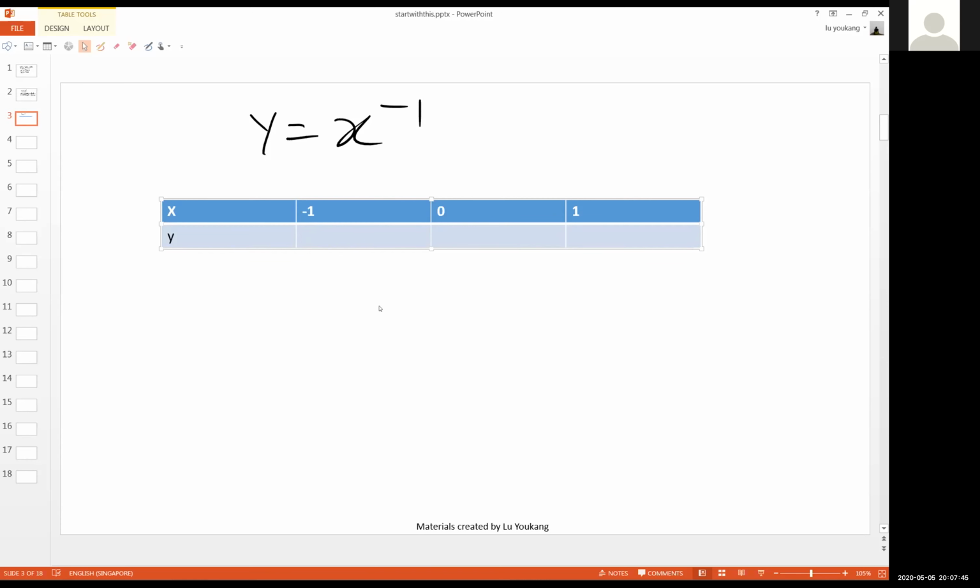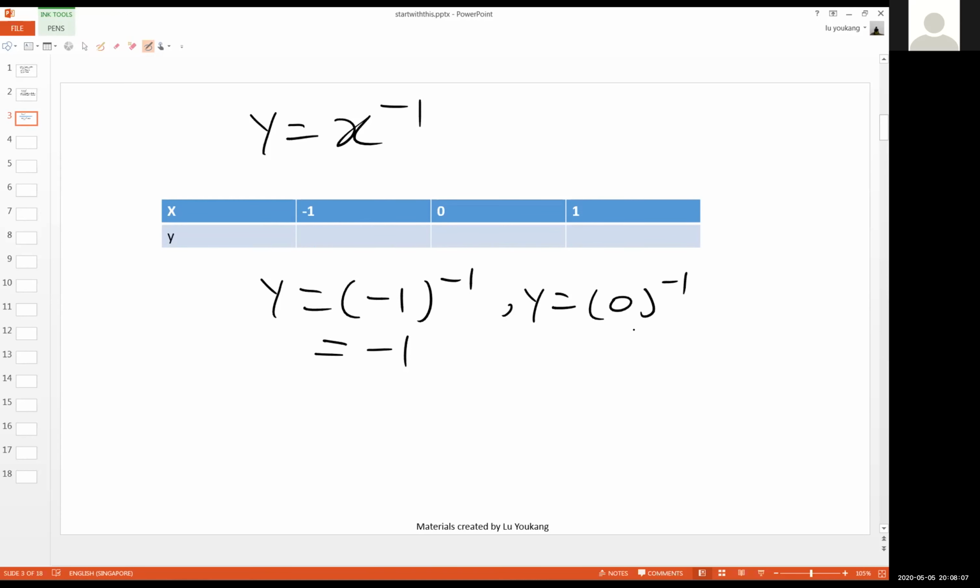Okay, so let's see. Can you help me out? If you input minus one into x, what do you get? Minus one, right? Then after you key in zero, you get math error, right? Very good. So not zero, because it's 1 over 0. So no solution, no answer. Then what about y equals 1 to the power of negative 1? Is it 1? Yeah, 1. Okay, good. Seems like I need more numbers.